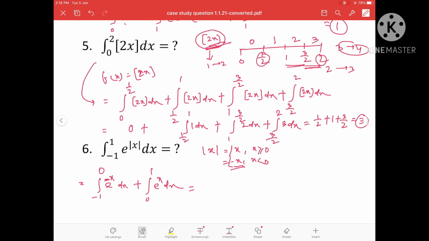Now it's a simple integration. The integration of e to the power minus x is e to the power minus x by minus 1 from minus 1 to 0, plus e to the power x is e to the power x by 1 from 0 to 1. Now put the values and get the answer. You will simplify and you will get 2 into e minus 1.